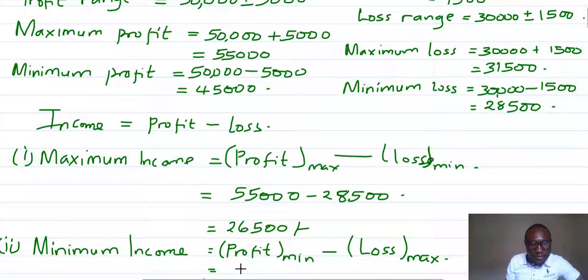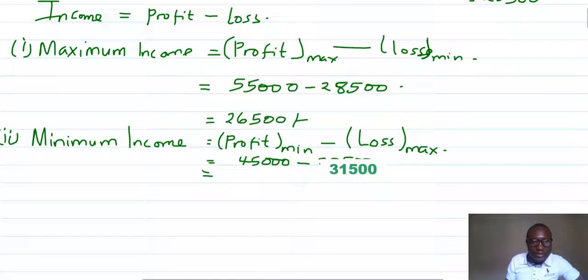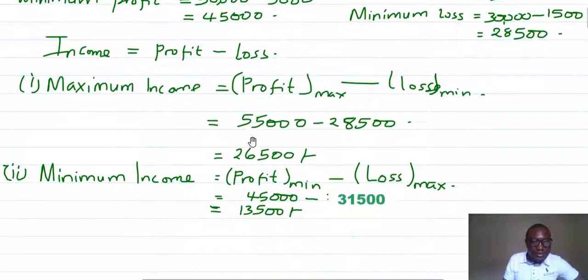This is going to be 45,000 minus. So when we press on our calculator and we subtract, we shall get minimum income as 13,500 shillings. Surely you can see here, this amount is bigger than this amount. This is the maximum income and this here is the minimum income.